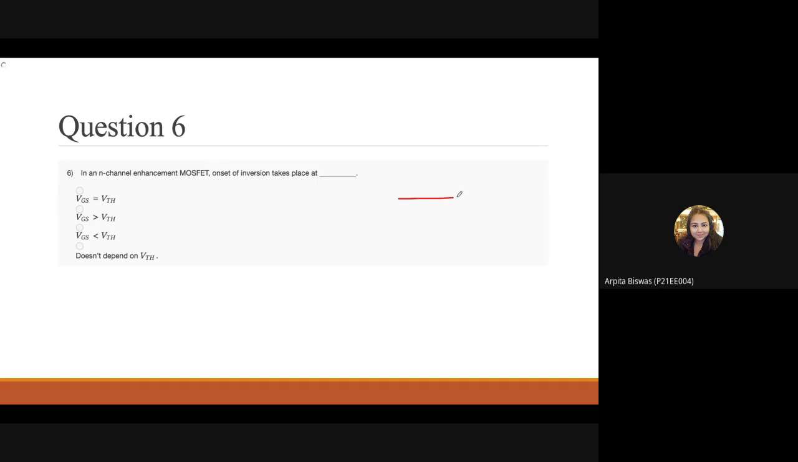Like this type of structure there is. N channel means it is a P type substrate. Okay, N plus plus and then N plus plus, then you have the MOS structure, metal oxide semiconductor. Then tell me, this type of inversion takes place when the VGS voltage is greater than the threshold voltage, or equal to, or less than?